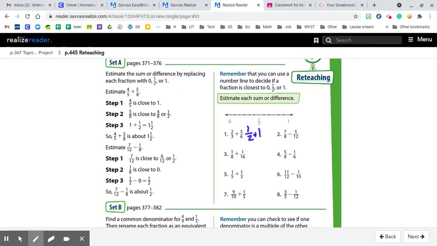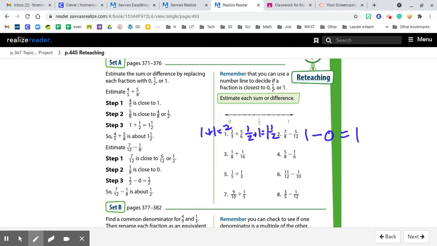5/6 is very close to 1. You get 1 and 1/2. Or you could say 1 plus 1 is 2 on that one. I would take either one. For number 2, 7/8 is really close to 1, minus 5/12. And we know for 12, 6/12 is a half. So this is actually under a half. So I would say 1 for number 2.